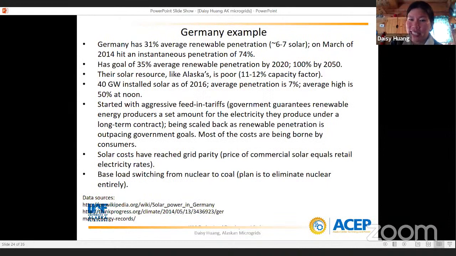So here's some fantastic numbers for Germany. They had the highest instantaneous penetration record in 2014. But what happened was their government actually incentivized renewables. They set goals for themselves of how much renewable generation they wanted within the next decade, within the next 50 years. And so they set these feed-in tariffs, which is where the government guarantees renewable energy producers that they'll pay a set amount for the electricity. And so now the power producers are like, yeah, we have a guaranteed market. And so they just went nuts installing lots of renewables.